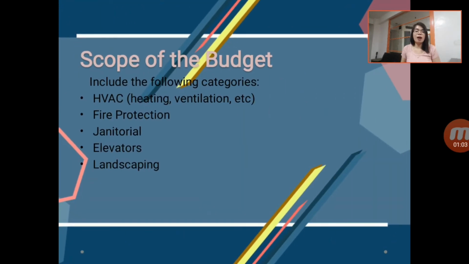So in maintenance, we do have various parts. So let's talk about first the scope of the budget. Depending on the type of building or the type of establishment, the maintenance budget will typically include the following categories: the HVAC, the heating, ventilation, and so on, fire protection, janitorial, elevators, and landscaping.